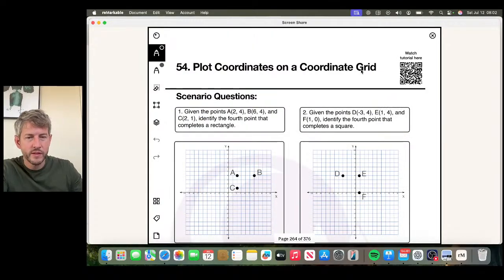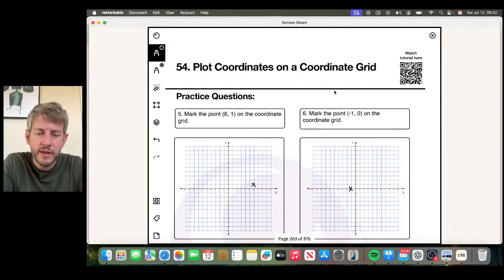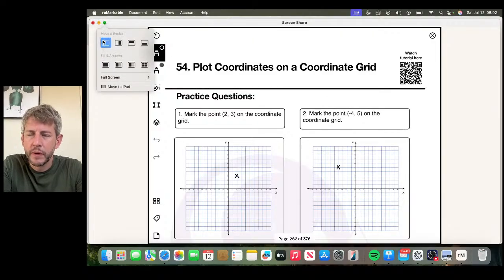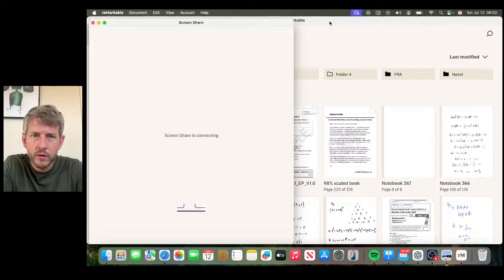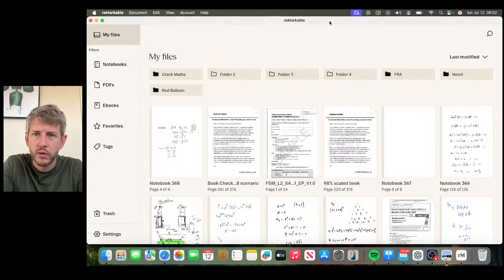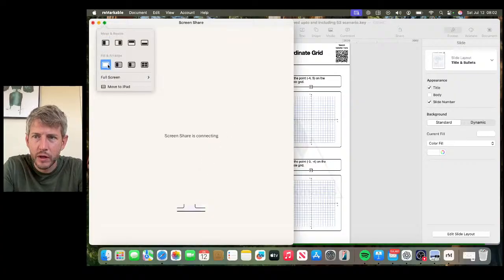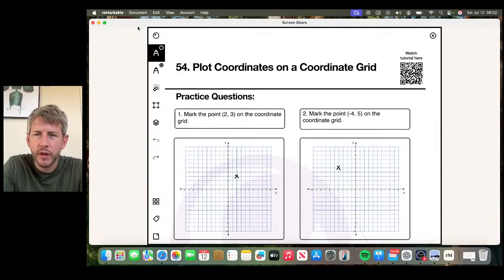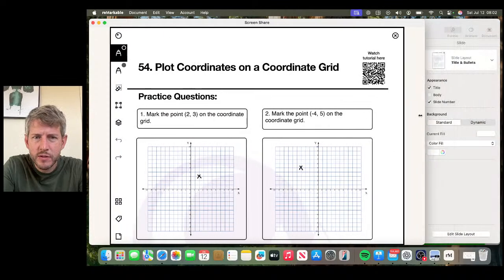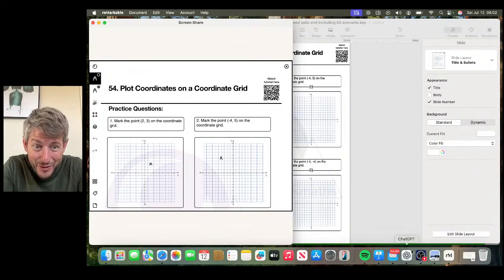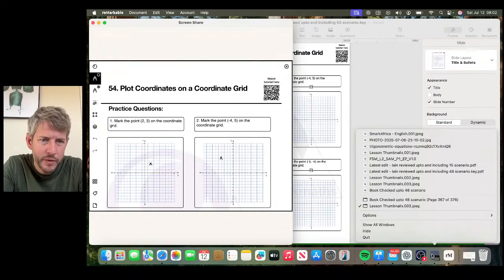Okay, right, well, there's scenario questions. So let's get these ones marked. So here we go. I'll move that to the side. Oh, screen share is connecting. Right, let's just do this. Okay, let's not risk anything. Right, so here we go.